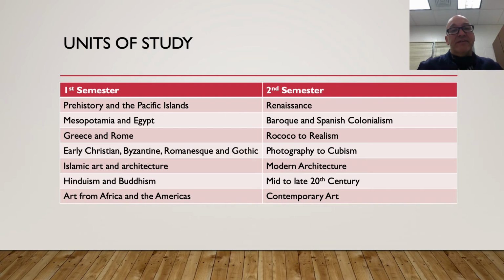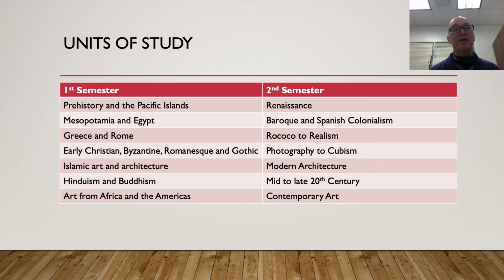All right, courses of study. Here's essentially how the semesters are broken down. I'm not going to go through them specifically, but in the first semester, we're going to go through prehistory and the early stuff: Mesopotamia, Egypt, Greece, Rome, early Gothic, Romanesque, and so on. We're then going to go over to the East, through Islamic architecture and art, the art of Hinduism and Buddhism, and then art from the Americas.